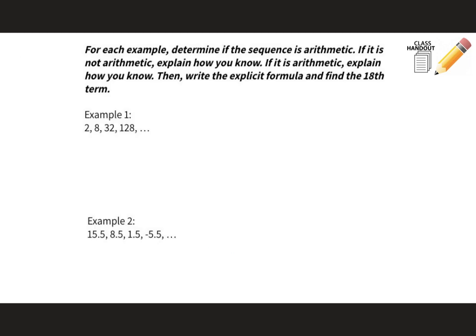All right, last ones here. It says for each example, determine if the sequence is arithmetic. If it is not arithmetic, explain how you know. If it is arithmetic, explain how you know. Then write the explicit formula and find the 18th term.